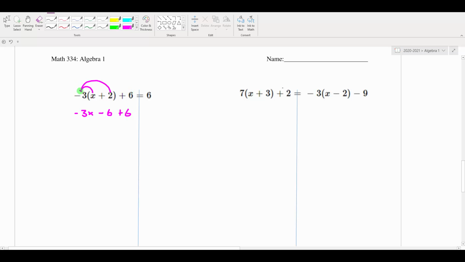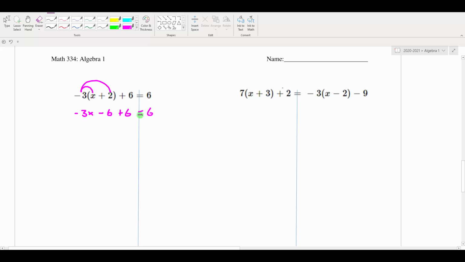Now, a common mistake that students make is that they try to distribute to the 6 here on the end. That would not be good, and that's because that 6 is not in the parentheses. So it's not being distributed to. You only distribute to the things inside of the parentheses. And then this is all equal to 6. We got a lot of 6's going on.